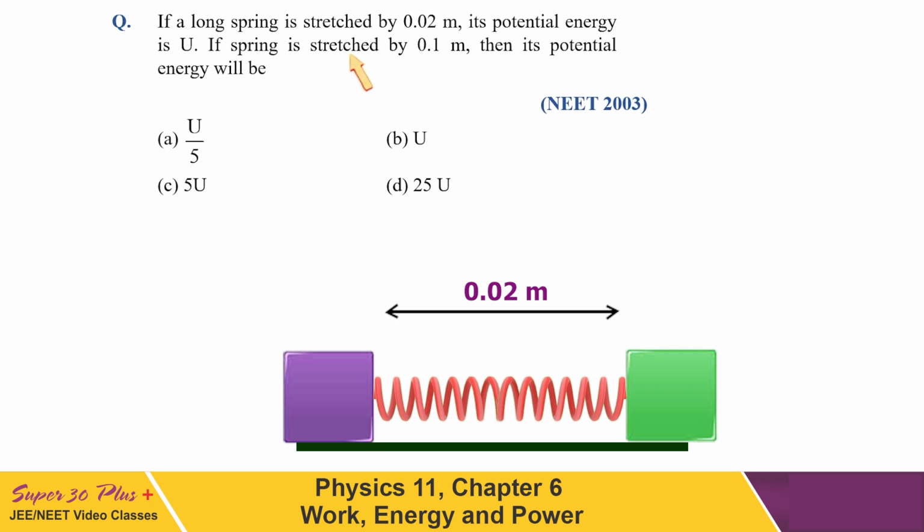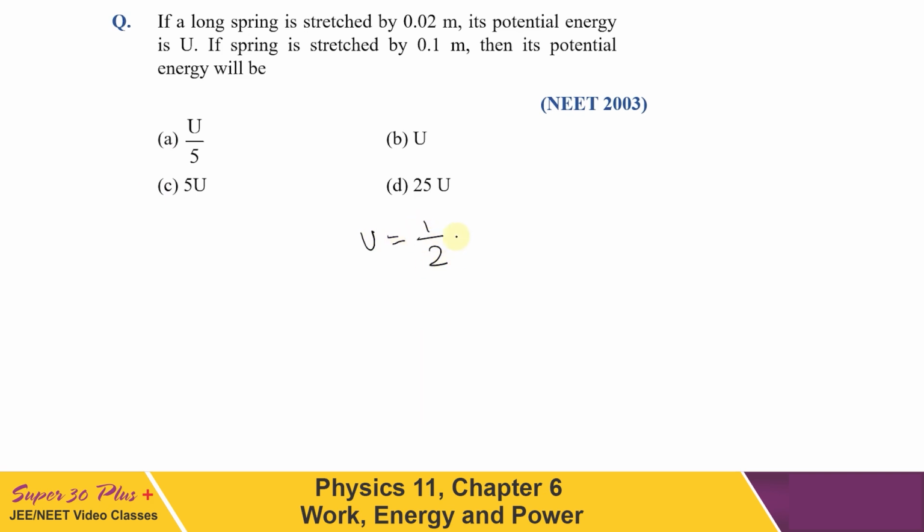If the spring is stretched by 0.02 meter, then its potential energy will be U, which can be written as half k x squared. So half k, x is given as 0.02, so it has to be the square of 0.02. For the next part, when it is stretched by 0.1 meter, let the potential energy be U dash. Then it can be written as half k into 0.1 squared.